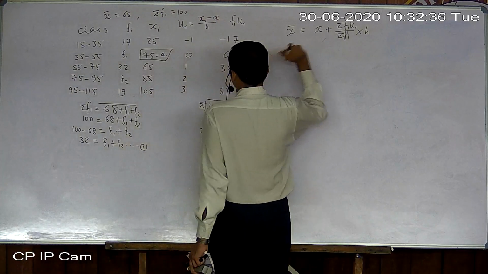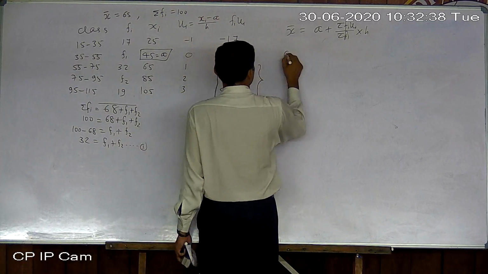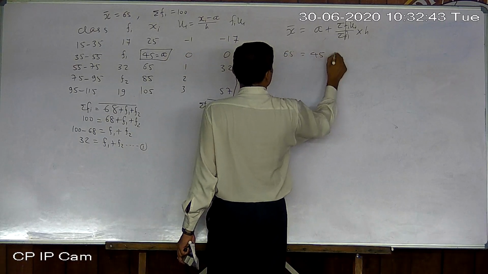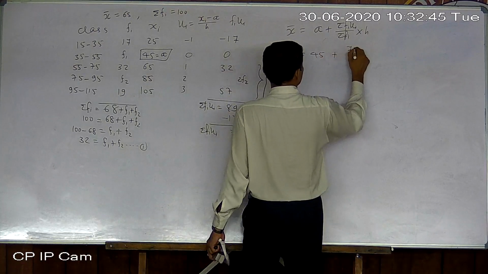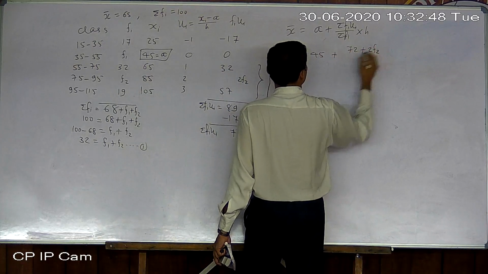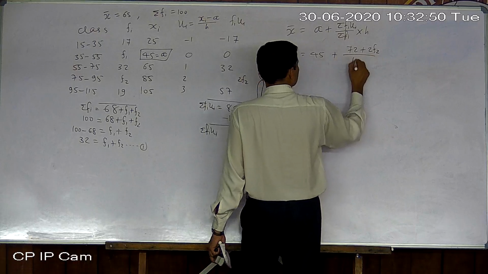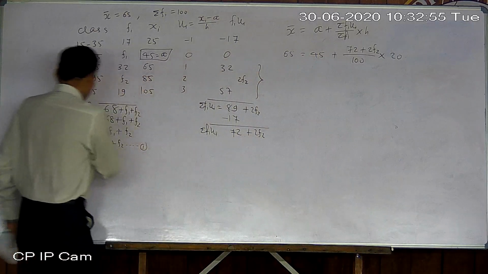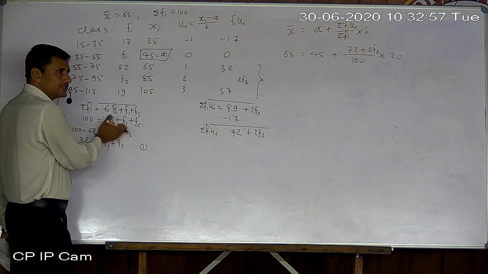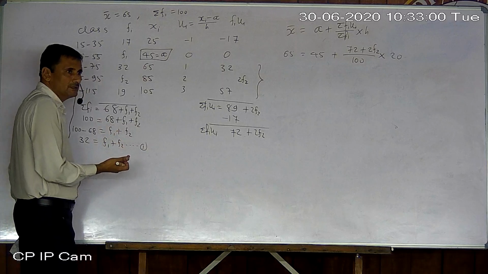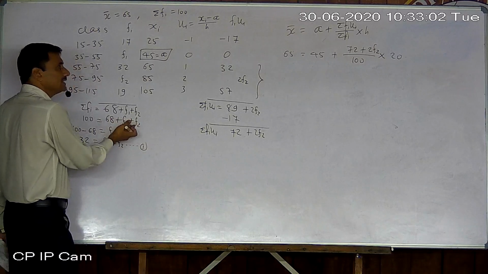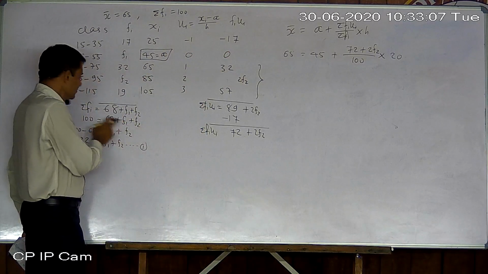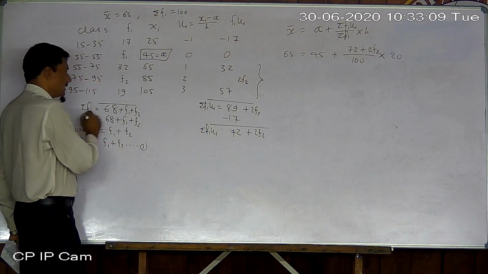Now x bar is given, 65. A is 45. Sigma fi ui is 72 plus 2f2, upon sigma fi 100, and s is 20. Sigma fi is given only. Don't write f1 plus f2 here, otherwise it will become more complicated. Why? Because again two frequencies are there. We already removed the first one, so don't get f1 again. So write down the given value only there.